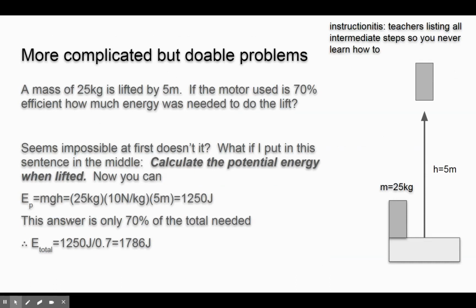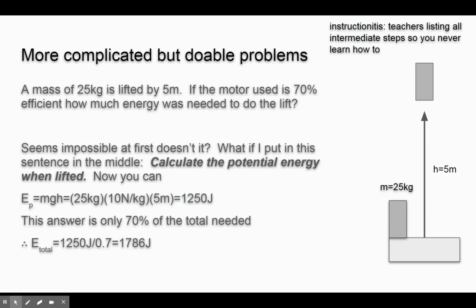Now, here's a slightly more complicated one, and it's stuck with instructionitis. A mass of 25 kilograms is lifted by 5 meters in altitude. If the motor used is 70% efficient, how much energy was needed to do the lift? What's wrong with this? You might go, I don't know how to do this because I've skipped an intermediate step. Let's alter that statement to put in the intermediate step that you're frustrated about.